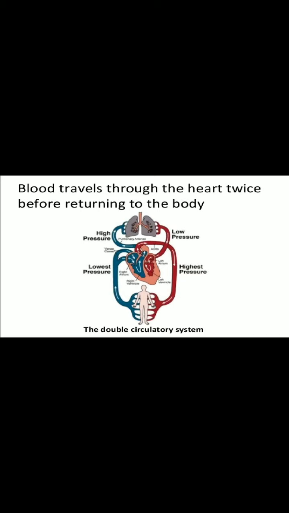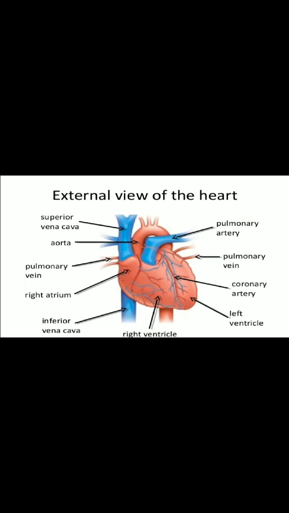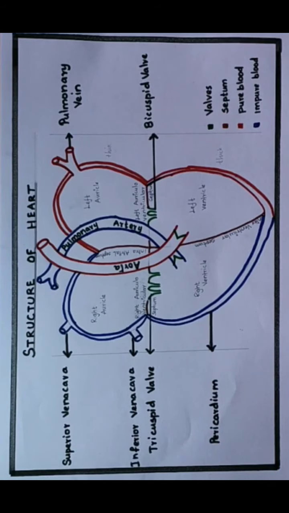That's how the impure blood which is coming to the heart is made purified with the help of lungs, and again the purified blood goes back to all parts of the body. This is the external view of the heart, and I'll help you to draw the heart as well as to know about the heart very clearly. Now let me explain the structure of heart.